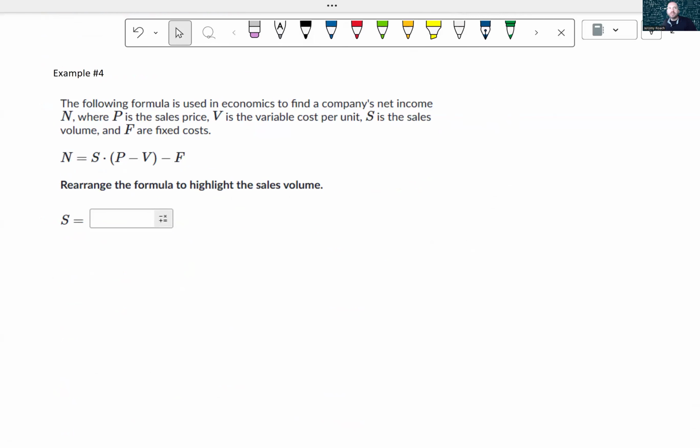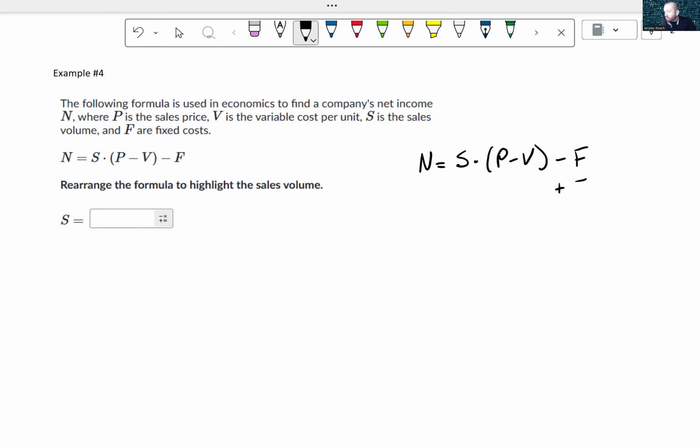Okay, this is our last example. It says the following formula is used in economics to find a company's net income, N, where P is the sales price, V is the variable cost, S is the sales volume, and F are fixed costs. And we want to rearrange this formula to find what S equals. So I know we've done a few of these so far, but this next question I think is important because it highlights that we can divide by a binomial.